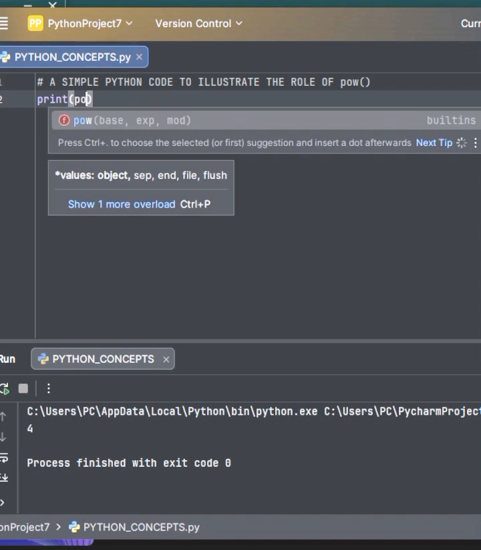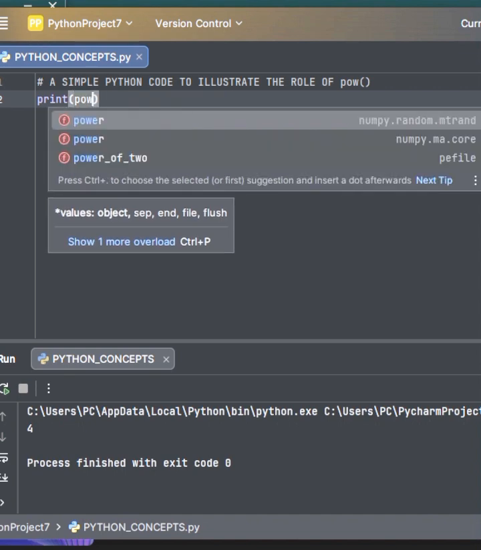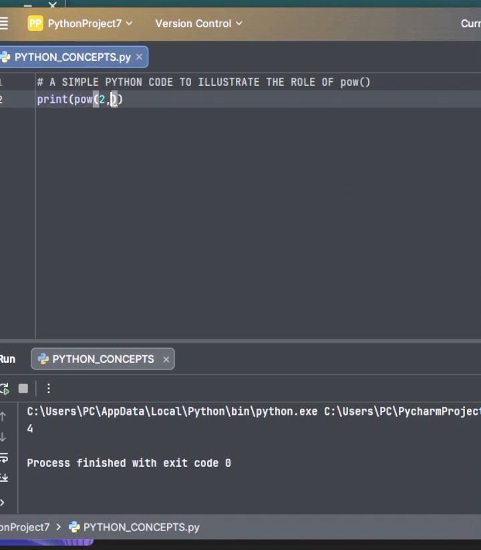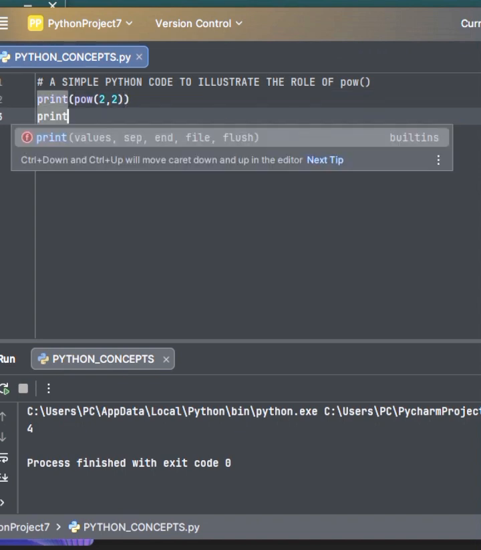Here is our first example. We write print, then we open brackets, then we write power, then we open brackets, then we write 2, comma 2, and then we close the brackets. When we execute, we'll notice that it prints 4. So it does 2 times 2.